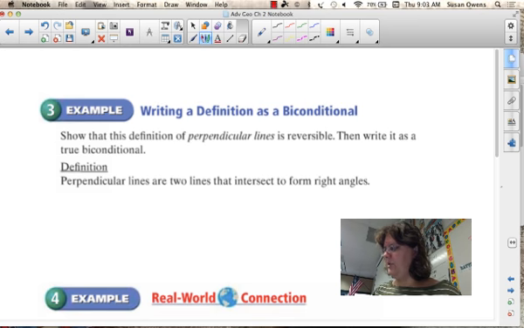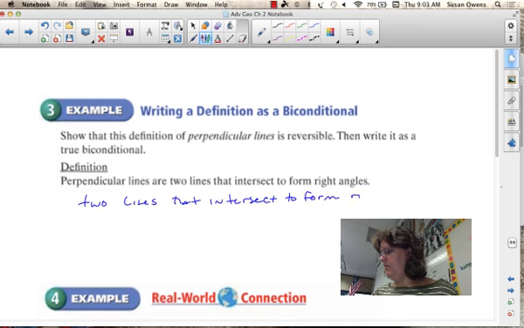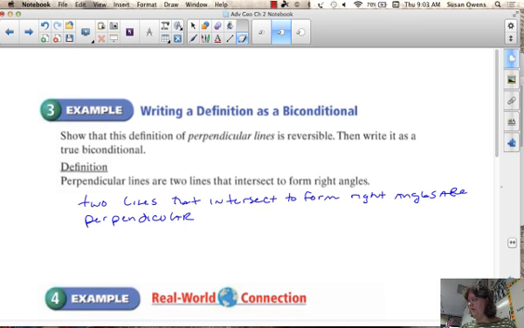So if we want to reverse this: 2 lines that intersect to form right angles are perpendicular. And that's also true, so this is reversible.